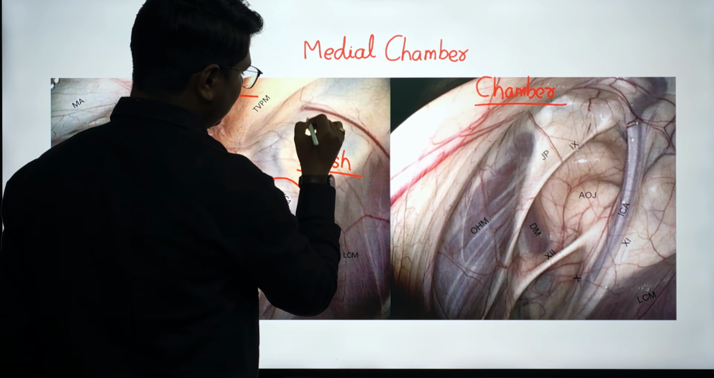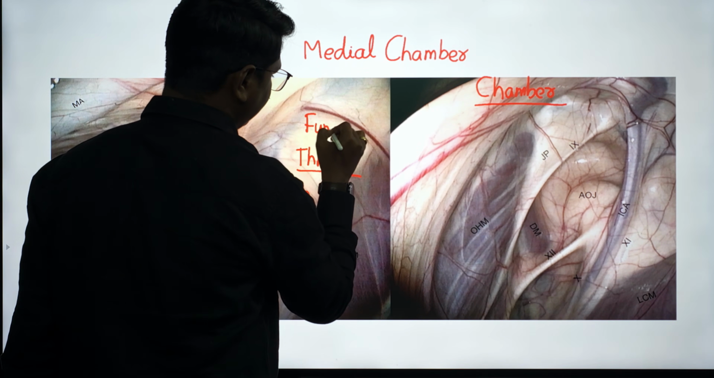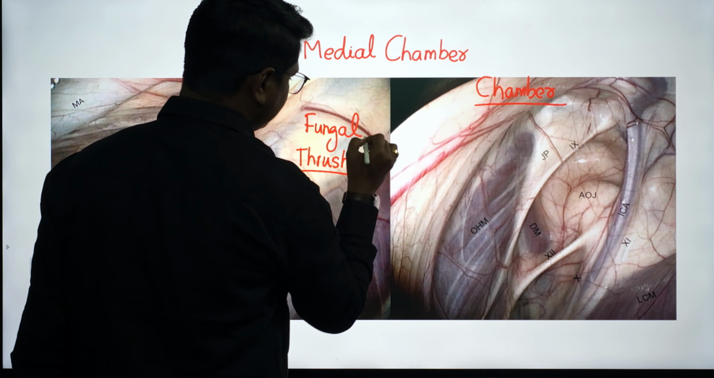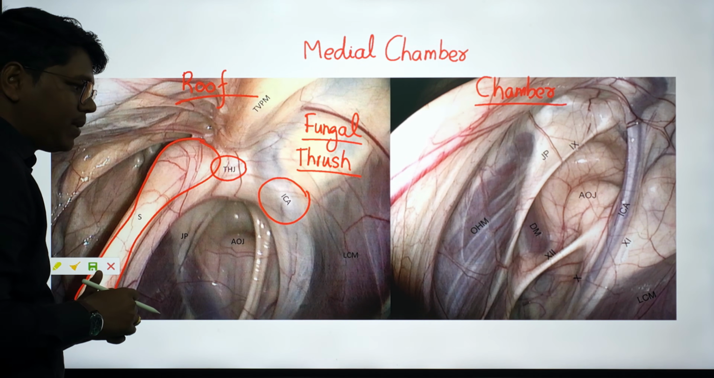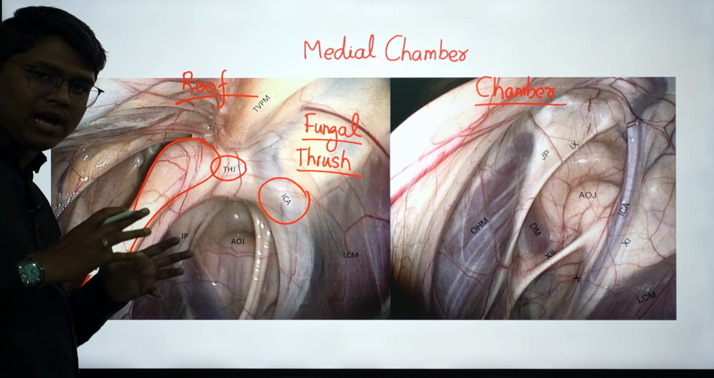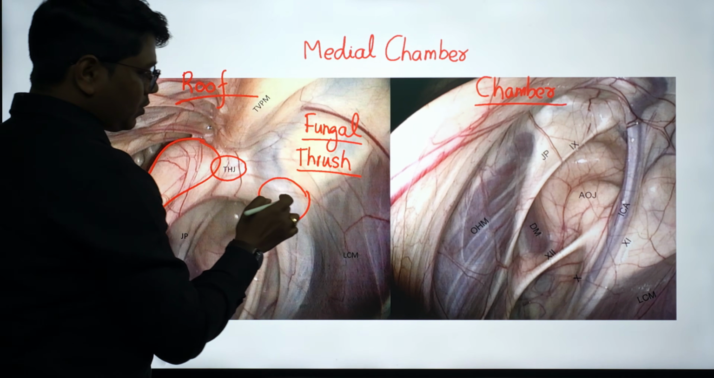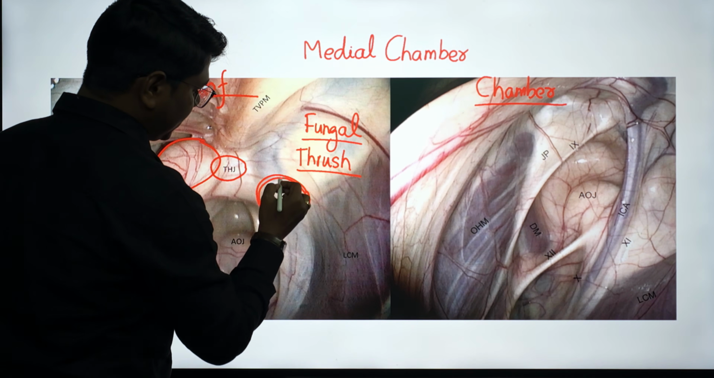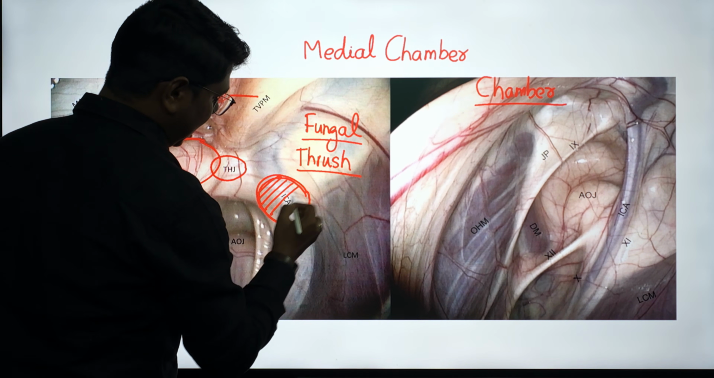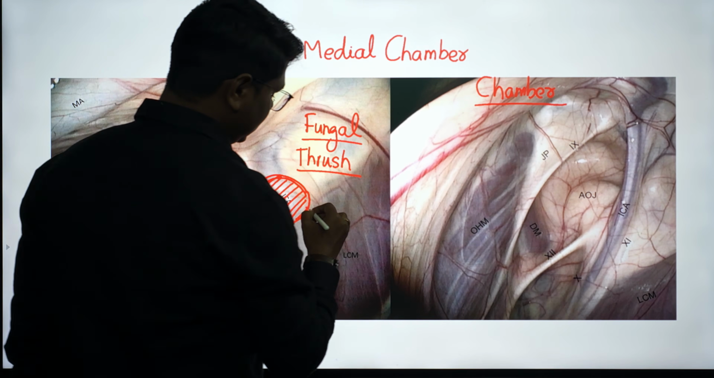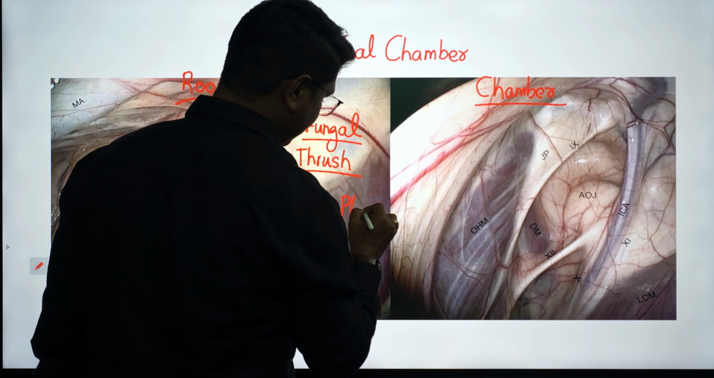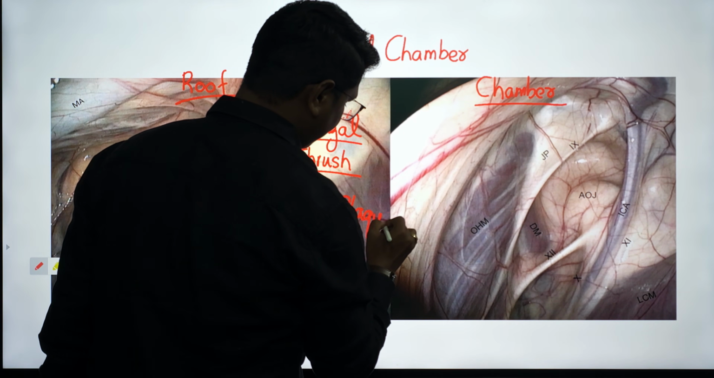See, thrush means fungal infection, fungal infection of the guttural pouch. Whenever there is fungal infection of the guttural pouch, it mostly affects the roof of the guttural pouch, near this internal carotid artery. Here you will find fungal plaques. We will see the images, don't worry. For your knowledge I am telling you, fungal plaques.